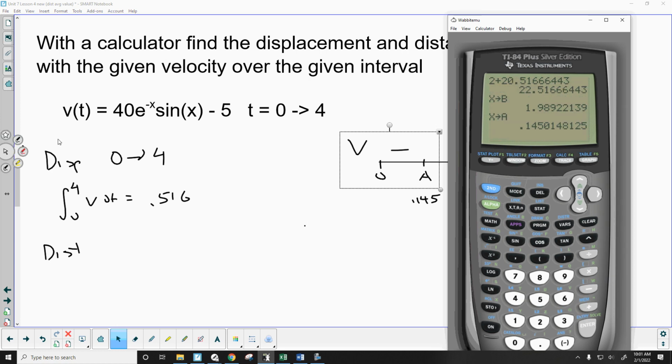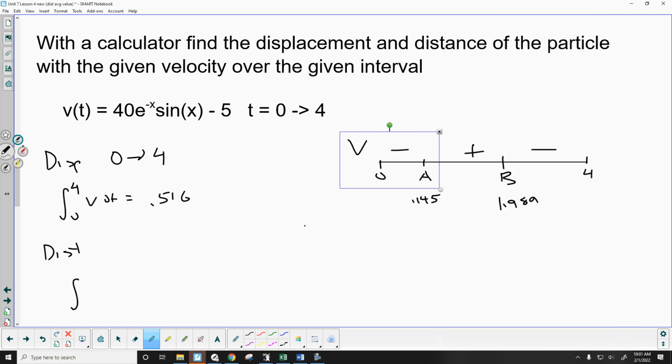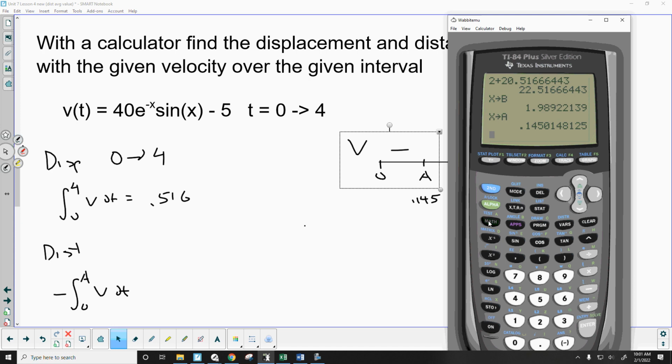Great. And now let's find all the displacements, starting from 0 to A. Well, I know that's going to be a negative displacement. I'm going to want to make it positive. What do I do to make that negative displacement a positive? Yeah, take the opposite of it. So I got math 9. I'm going to go 0 to A.